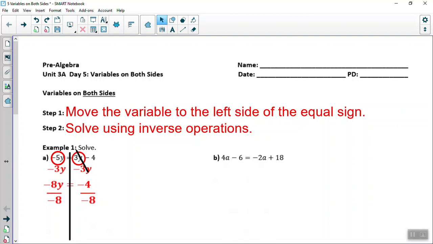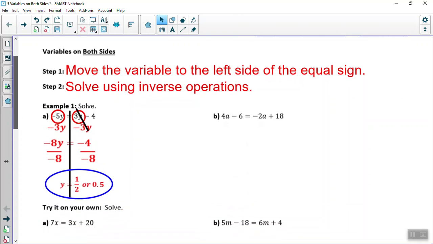When I do negative 4 divided by negative 8, it gives me a decimal. And you know how much I don't like decimals. So I'd prefer to see that answer written as a fraction, 1/2. But we could also write it as the decimal 0.5. Okay, let's look at one more.